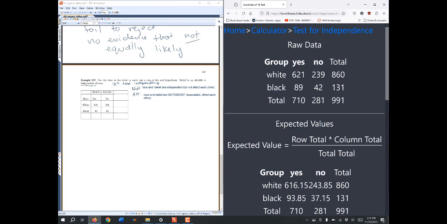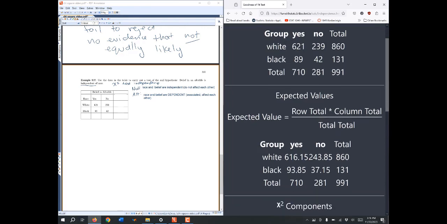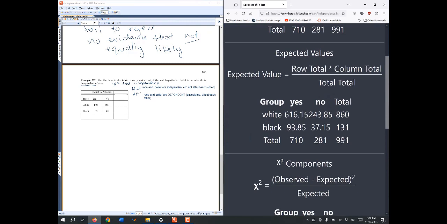Now calculate. Your raw data is your actual counts. Then you have expected counts. So we could say, expected for white and yes, and I can tell you expected for white and yes is 616.15, just in case you got asked that. And then I'll tell you the chi-squared component.